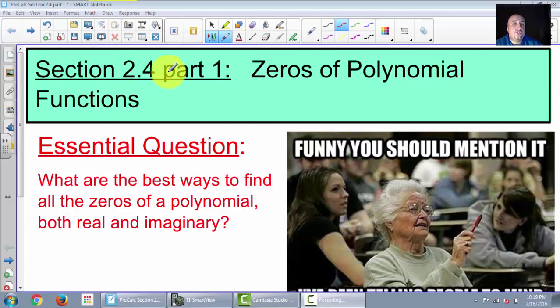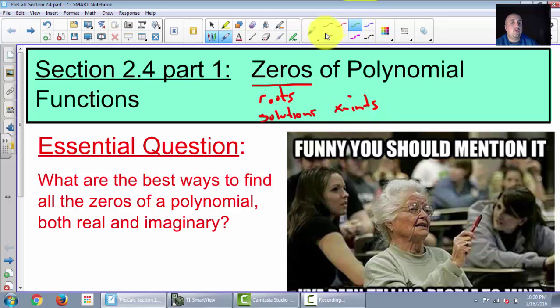All right, welcome to section 2.4, part 1. We're going to start talking about zeros of polynomials. And just remember, zeros means other things. It means roots, it means solutions, and it also means x-intercepts. Okay, so all of those things mean the same thing. So don't forget, if it asks for zeros, it means roots, it means solutions, it means x-intercepts, all the same stuff.